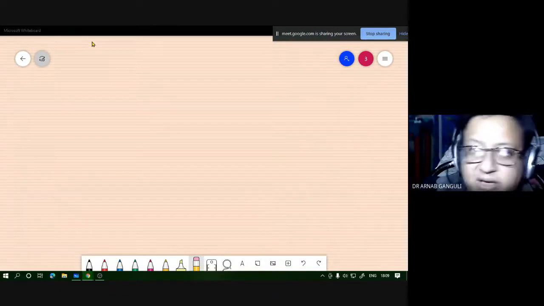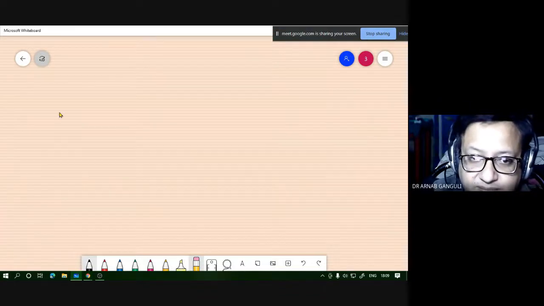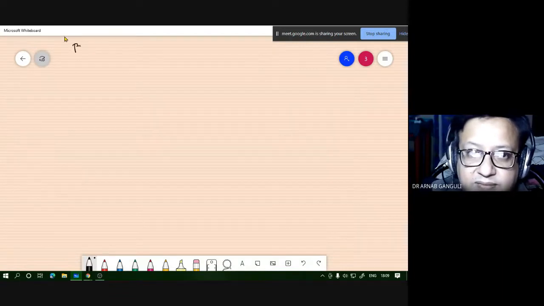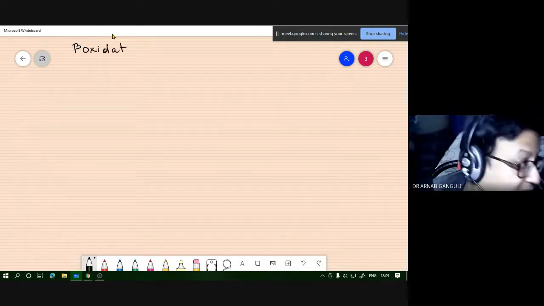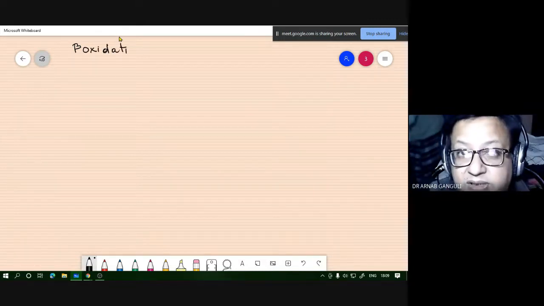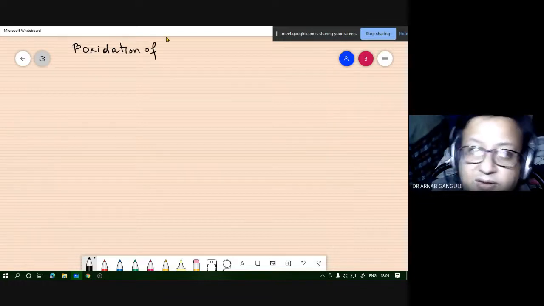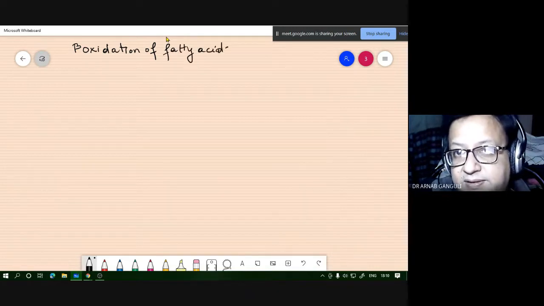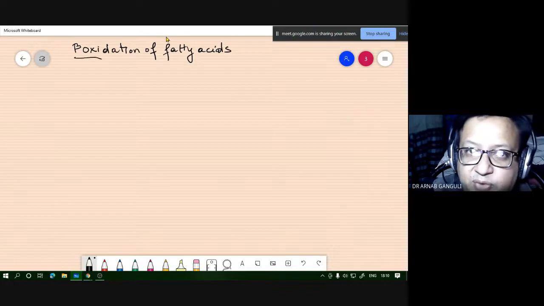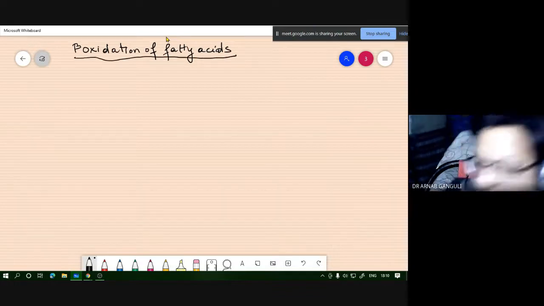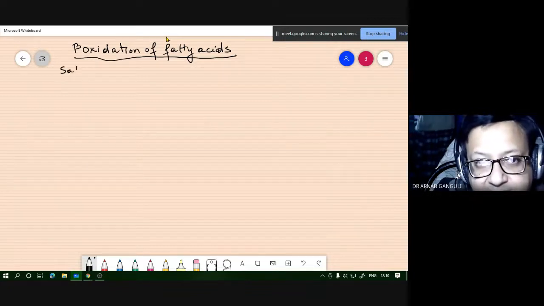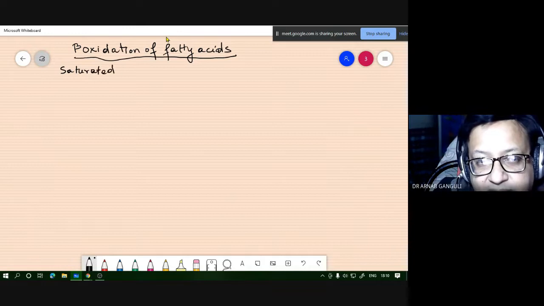So today we will talk about beta oxidation of fatty acids. Before we go, let us look at the structure of a fatty acid, specifically a saturated fatty acid.